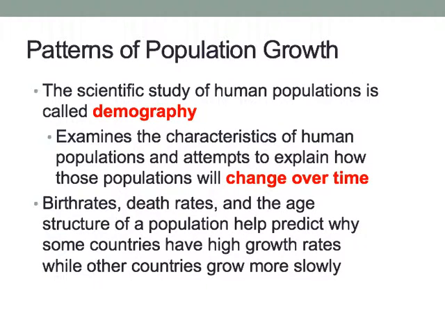Patterns of population growth. So the scientific study of human population is called demographics. This examines the characteristics of human populations and attempts to explain how these populations will change over time. So there's lots of factors, especially in the human population, that's going to determine how and why birth rates and death rates and the age structure of a population is the way it is.